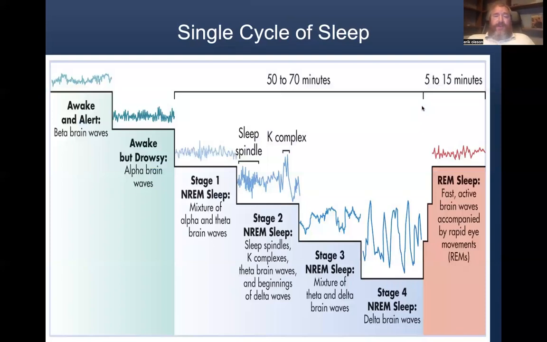Here is just a cartoon showing, it rarely goes 1, 2, 3, 4, 5 like this, but this is what it would look like if it were. Key things to keep in mind: you get the sleep spindles occurring in stage 2. REM sleep is really that paradoxical sleep where you're going to have rapid eye movements, more activity. Deep sleep, stage 4, is most restorative, where you see kids in it a lot more than adults.